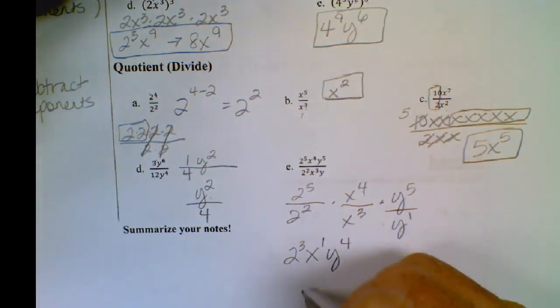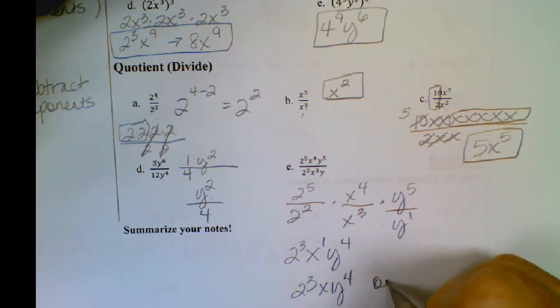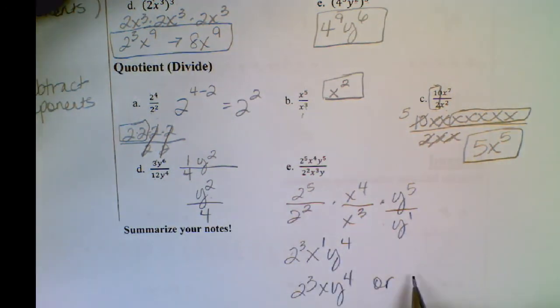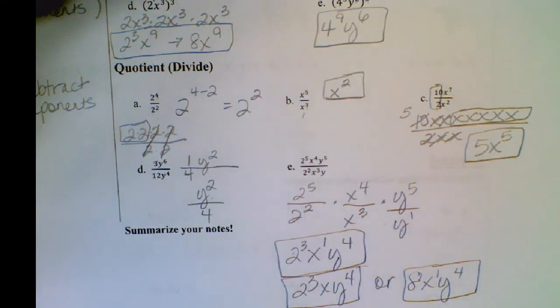So you can write that as 2/3 xy to the 4th, or you can multiply out the 2/3, which would be 8xy to the 4th. You can always leave the 1 in there if you need to. Any of these three answers would be acceptable.